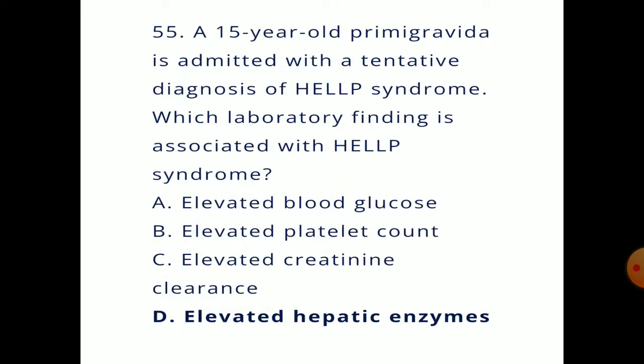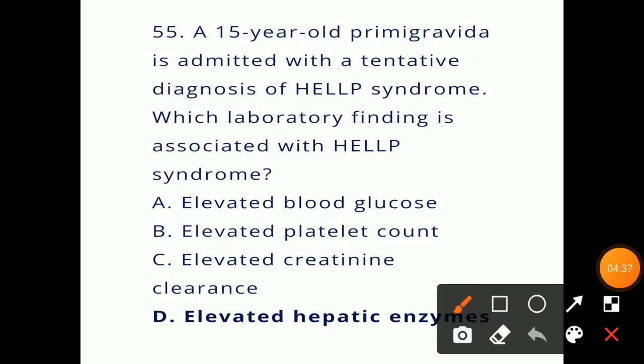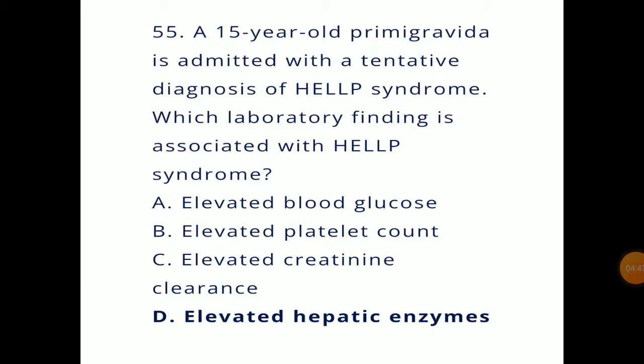Question number 55. A 15-year-old primigravida is admitted with a tentative diagnosis of HELLP syndrome. Which laboratory finding is associated with HELLP syndrome? Options are elevated blood glucose, elevated platelet count, elevated creatinine clearance, elevated hepatic enzymes. Correct answer option D, elevated hepatic enzymes.